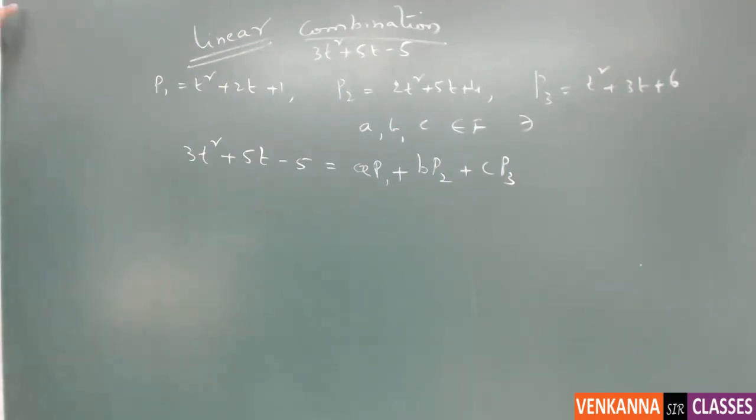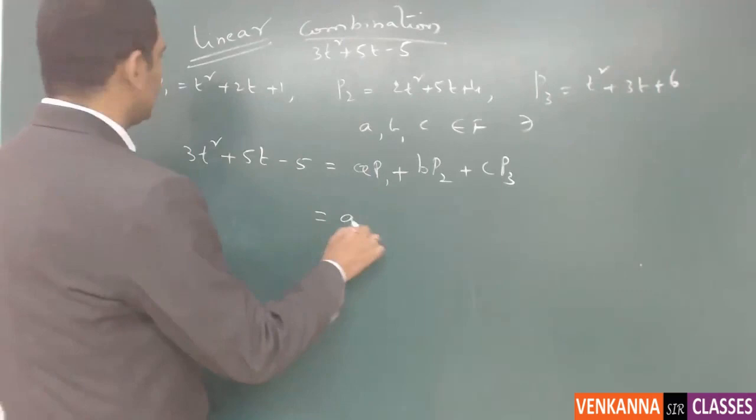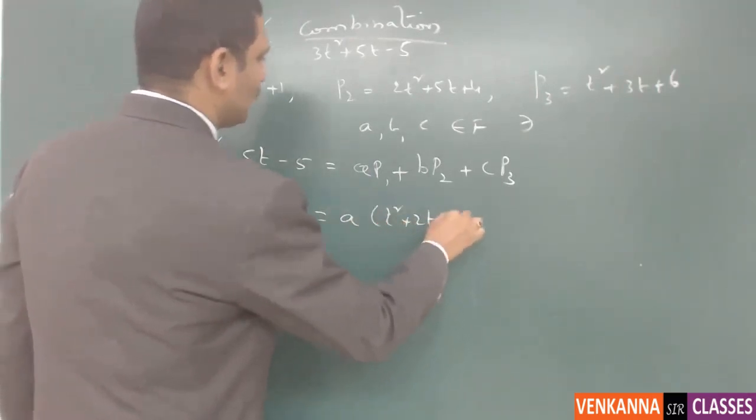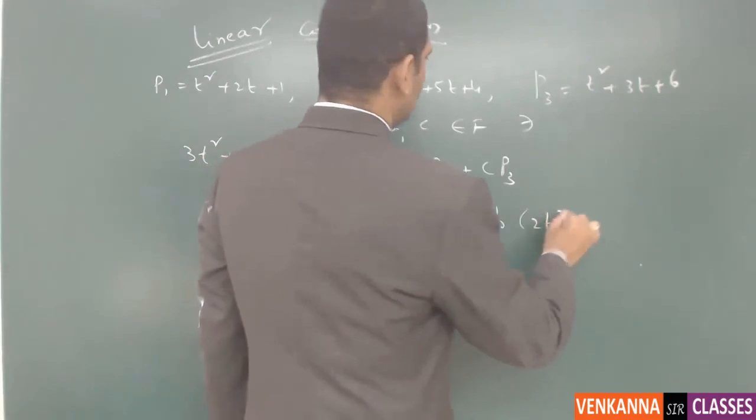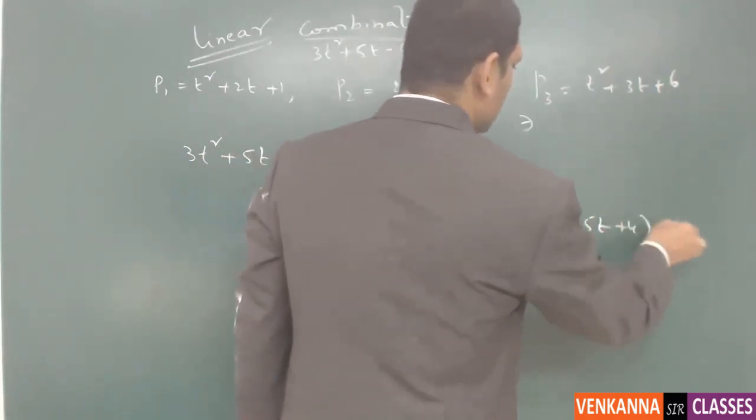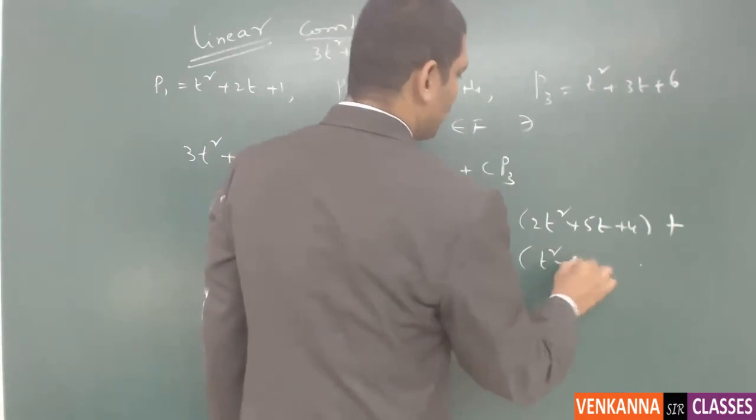As we discussed earlier, the concept of vector spaces is applicable to every part of mathematics whenever a similar structure is found. You can take the case of polynomials, functions, matrices, number systems, anything. The only thing is whether a set satisfies the criteria of vector spaces; then you can apply all these phenomena. Okay, so let us substitute the values here. So this is A(t² + 2t + 1) + B(2t² + 5t + 4) + C(t² + 3t + 6).